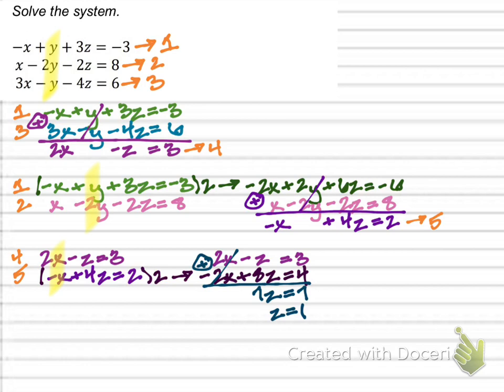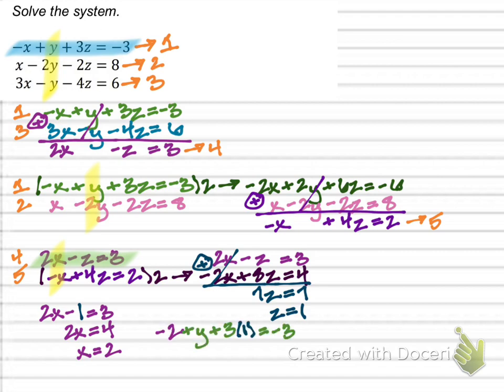I can back solve. I can use equation 4 here and plug in the value for z to find x. And then I can go all the way back up there to the top to equation 1 and use that to plug in my values and solve for y. So my solution is those 3 values, which would be this ordered triplet.